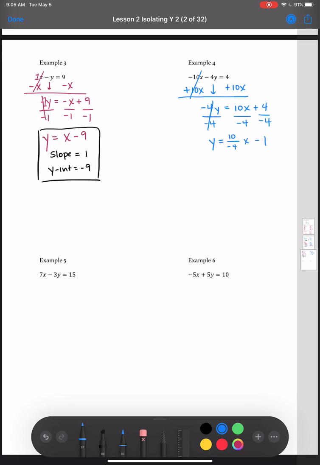One thing you want to do is simplify the fraction. So the greatest common factor of 10 and 4 is 2. So we're going to divide both of those by 2. So 10 divided by 2 is 5. Negative 4 divided by 2 is negative 2. So now it's simplified. So the slope is negative 5 over 2. And the y-intercept is negative 1.